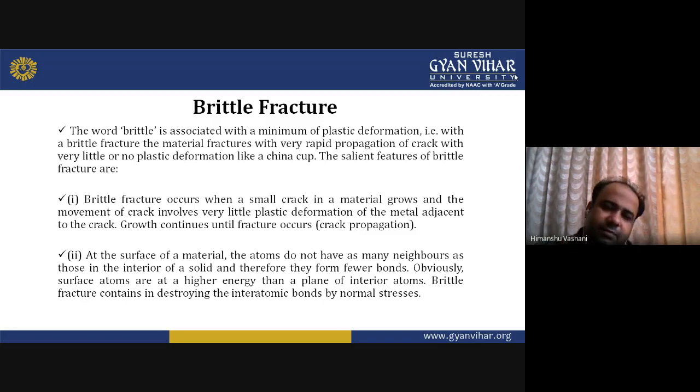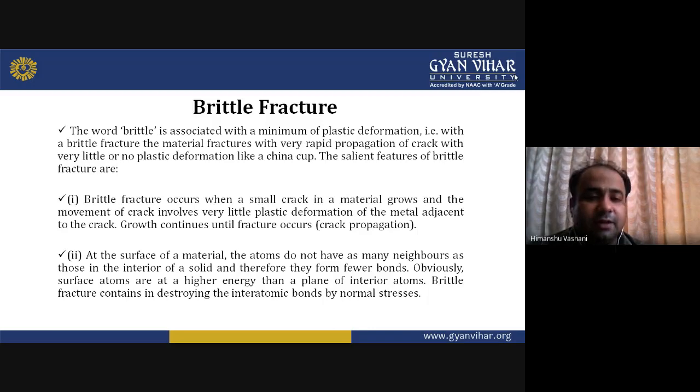A small crack takes place, and then the crack propagates, which leads to the deformation or plastic deformation. So this is what is called brittle fracture. Now the salient features of brittle fracture are: brittle fracture occurs when a small crack in a material grows, and the movement of the crack involves very little plastic deformation of the metal adjacent to the crack. Growth continues until fracture occurs, that is, crack propagation.